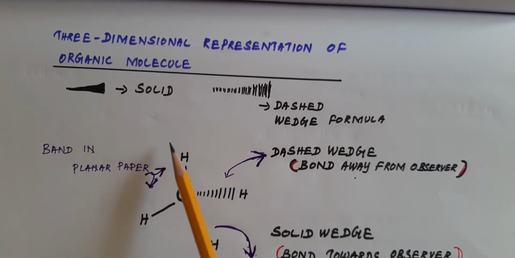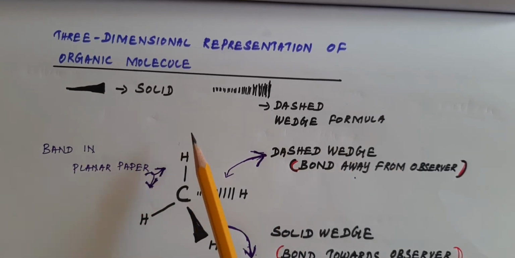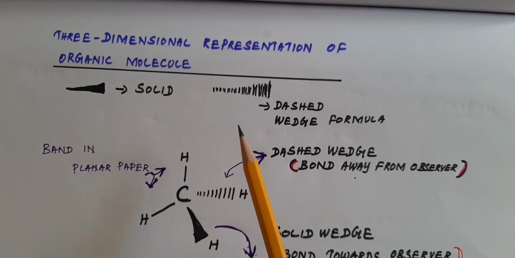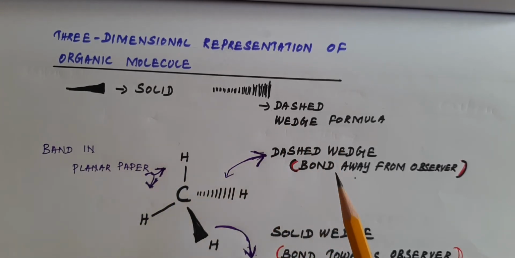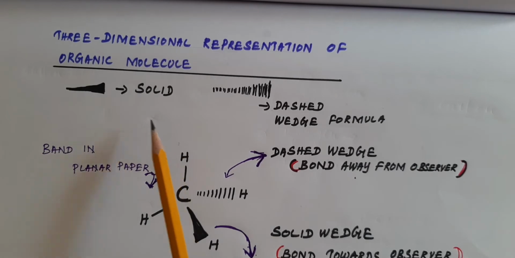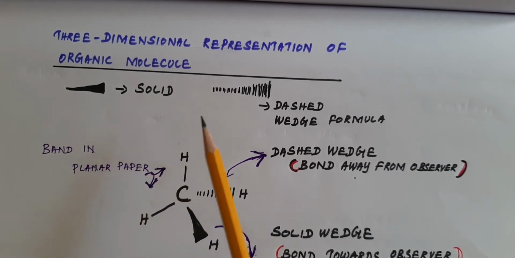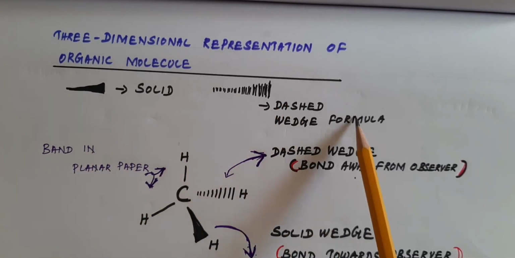Three-dimensional representation of organic molecules. The three-dimensional structure of an organic molecule is represented on paper by using certain conventions, for example, by using the solid and dashed wedge formula.